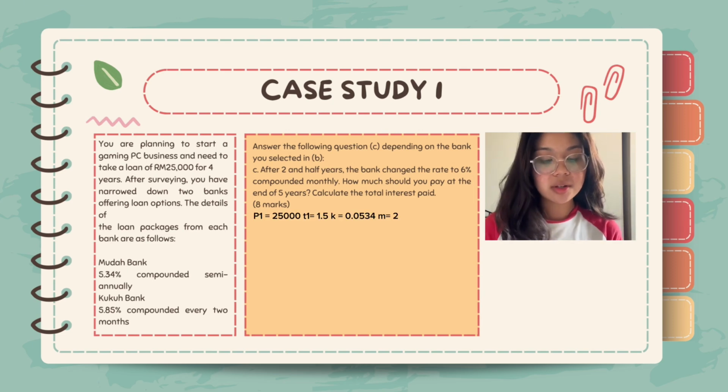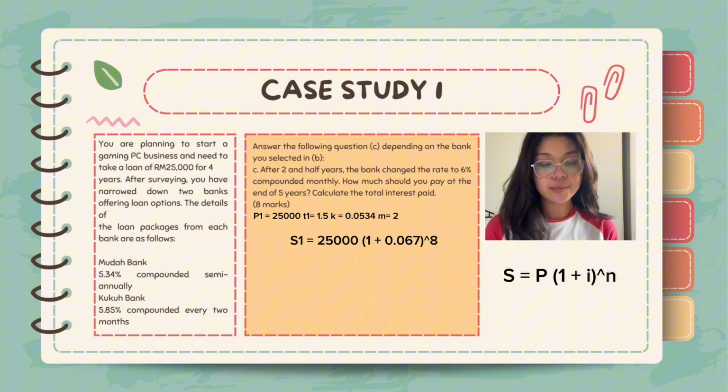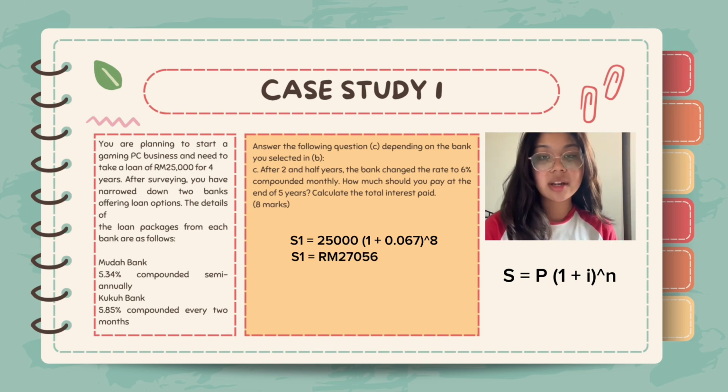To solve this question, we could use the formula S equals P bracket 1 plus i bracket in the power of n. When we substitute the information given in the question into the formula, we get S1 equals 25,000 bracket 1 plus 0.0267 bracket in the power of 5. And the answer will be 27,056 ringgit.